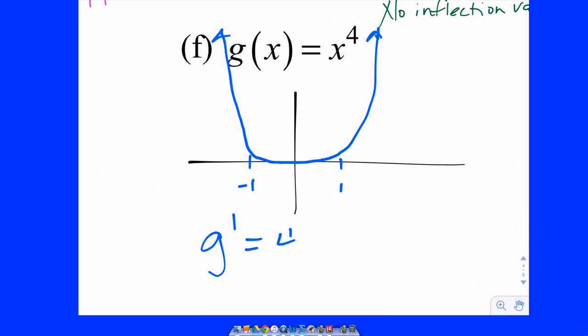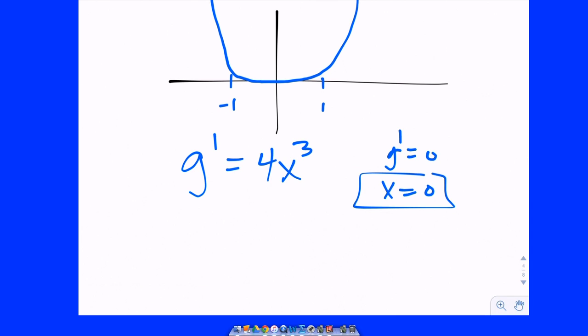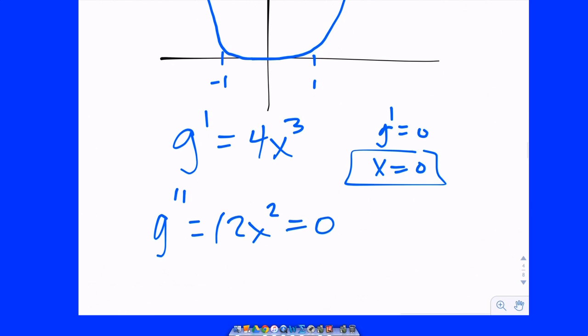G prime would be 4x cubed, right? If I set it equal to 0, I get a free critical value right away. And I knew that. There's 0. I can see on the graph that it's a critical value. I know it ends up being a local min and an absolute min. G double prime is 12x squared. Is that ever undefined, 12x squared? Is it ever 0? Yep, it's 0 when x equals 0. Notice that means it's a PIV.